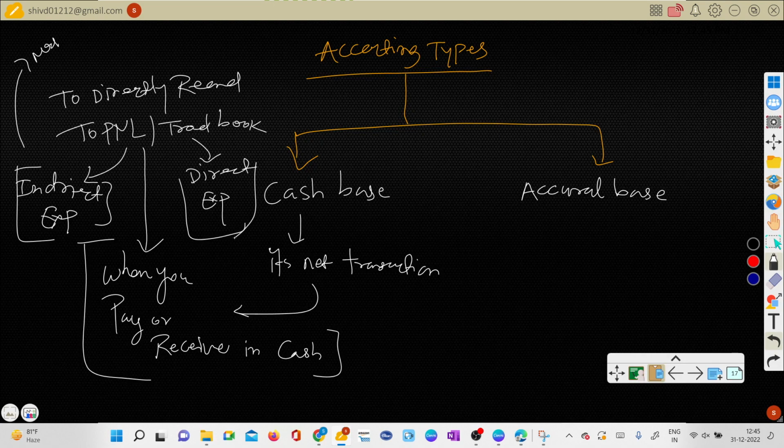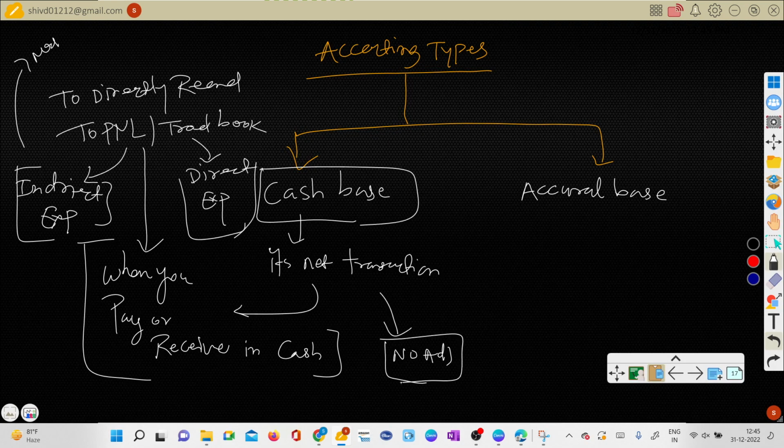That's the difference. But you can record it only when you actually pay it, meaning you directly process the cash payment or accept the cash payment from the counterparty. In that case only can you record the transactions in the books of P&L or the trade book. That accounting comes under cash base. So in this case you don't require any adjustment. No adjustment required.